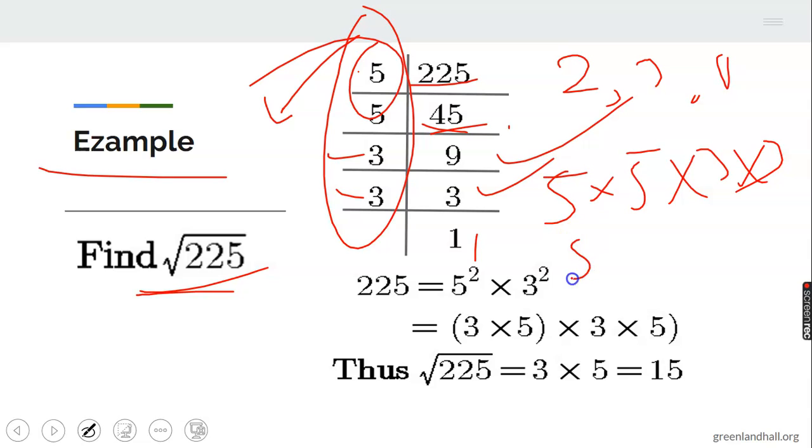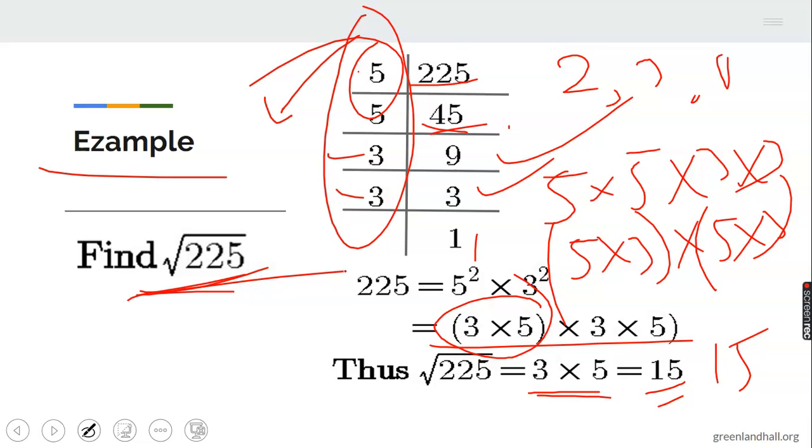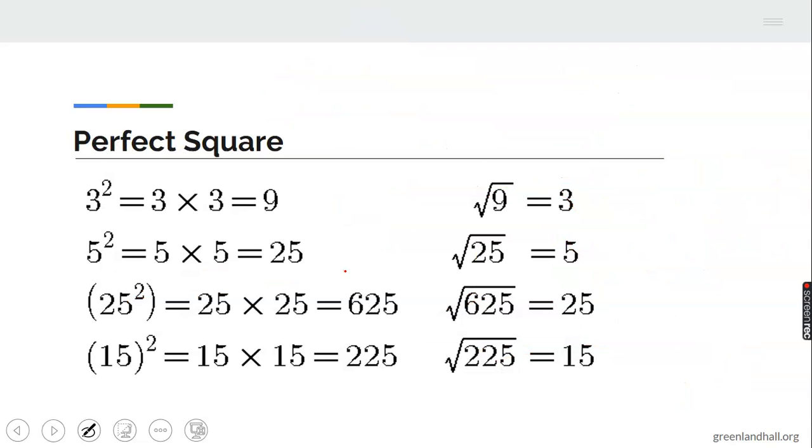Now you pair them. 5 times 3 times 5 times 3. You can see that this is what you have here. Now the square root of 225 will be the multiplication of one of the pair, which is 3 times 5 equals 15. Now 15 times 15 will give us 225. That is how to find the square root of any number. You first of all find the prime factors by using long division.